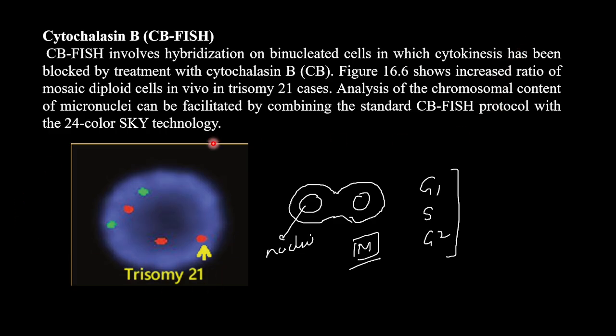And this technology you can basically use with the 24 color SKY technology. 24 color SKY technology means you can use 24 colors to stain the 24 chromosomes. You know there are 22 pairs of chromosomes, and then the sex chromosomes, which are 2, so these are 24. So 24 colors you can basically use.